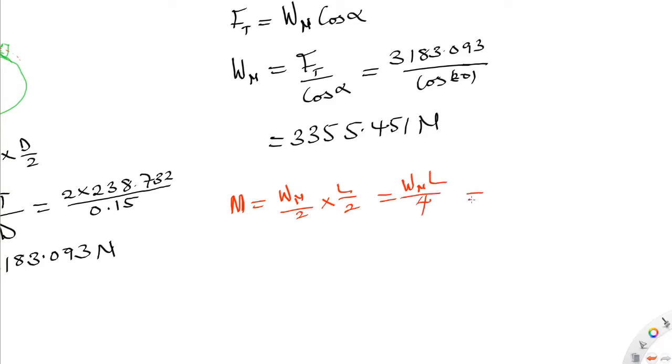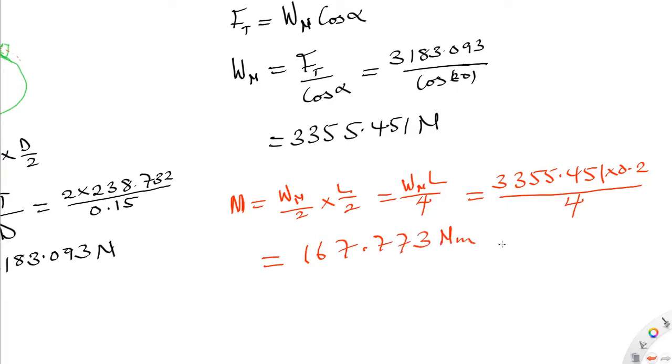And this L here should be in meters. So Wn, we have the value 3355.451 times 0.2, which is the length of the shaft, divided by 4. And after computing that, we are going to have the bending moment equal to 167.773 Newton meters. I always make sure that I use the right unit.